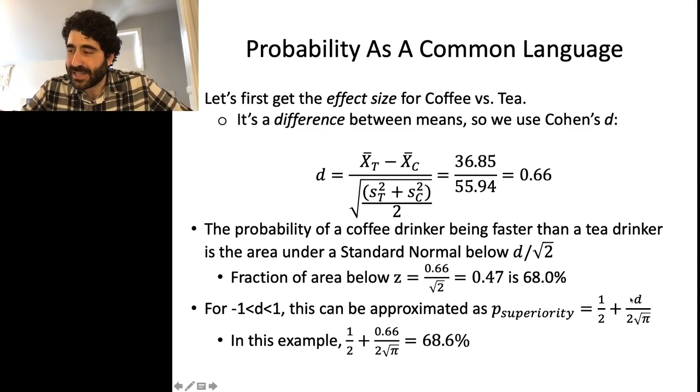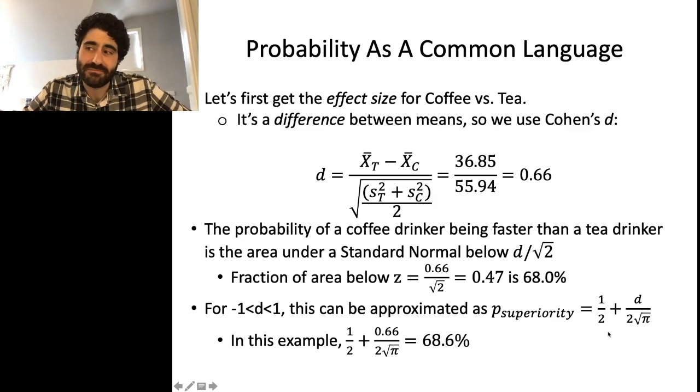What this shows you is that for a d of 0, we have a probability of superiority of 1/2, meaning that if coffee and tea drinkers don't differ here, then the chance of a coffee drinker being faster is just 50%. And as d gets bigger, this probability of superiority goes up. This formula can't work forever because eventually it will go above 1, which can't be right. But for small d's that are less than 1, it does a pretty good job. If you have really large d's, then you have to do it the real way: compute the area under the standard normal up to d divided by the square root of 2.